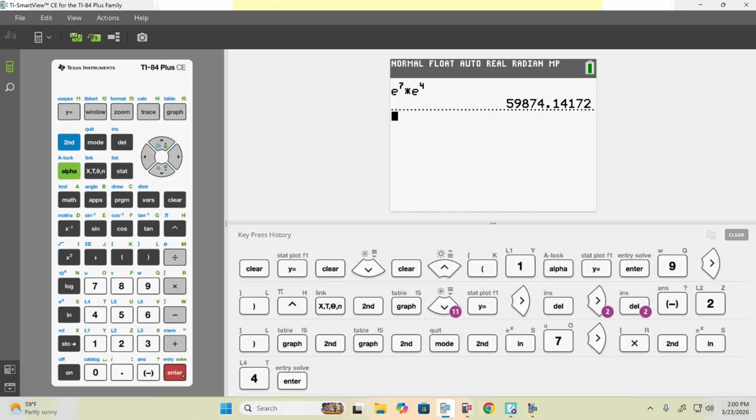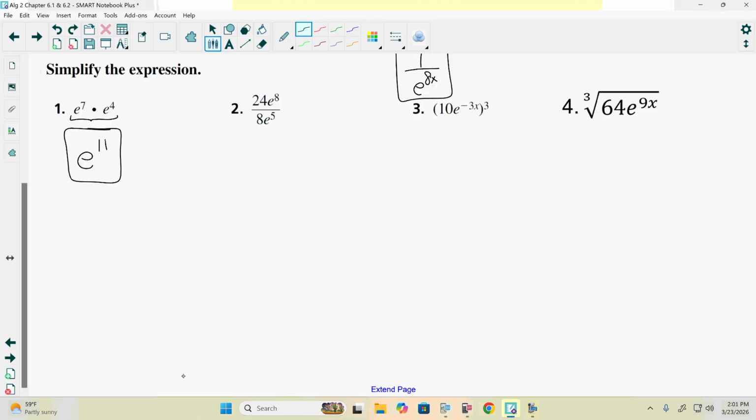Yep. So that's a better approximation of this here. But still works. It gets us close enough. Let's look at number 2. 24 over 8. 24 divided by 8 is 3. If it doesn't reduce to a nice number, we can leave it as a fraction. Nothing wrong with it.